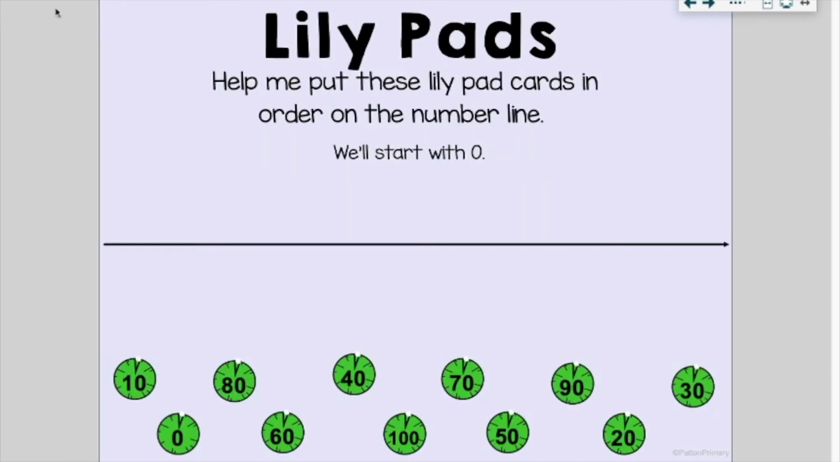On this screen, we see a bunch of lily pads. In a moment, you're going to help me put these lily pad cards in order on the number line, starting at 0. But I want you to take a look at these lily pads and tell me what you notice about them. So you're putting on your math thinking brain, looking at the numbers, and thinking, what do you notice? Once you have your idea, pause the video and share it with someone.